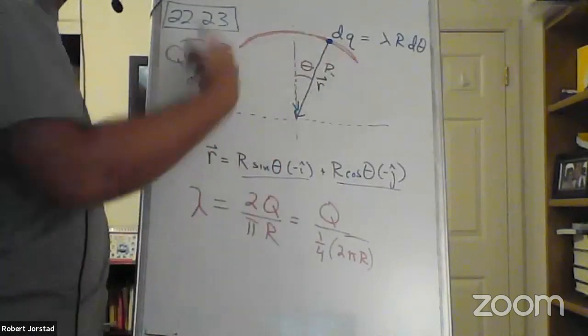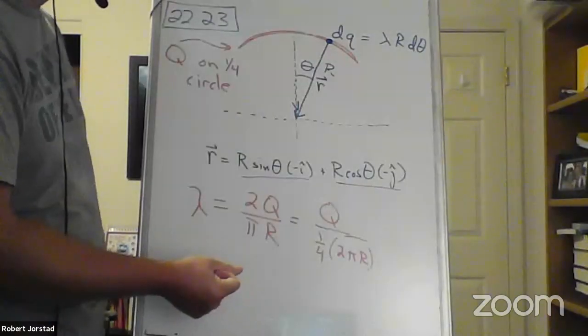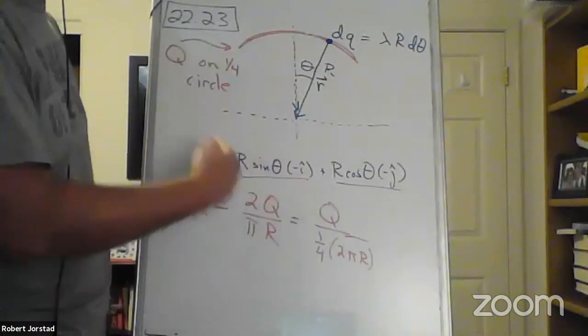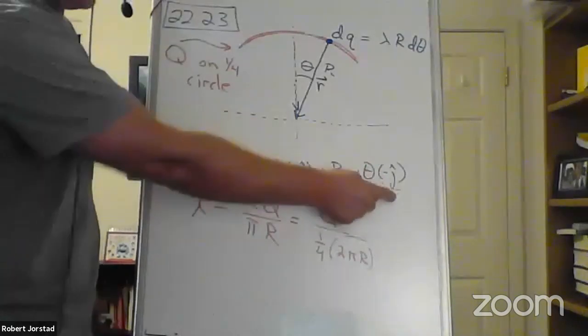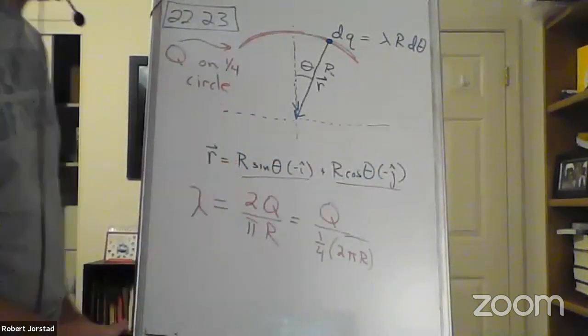This is a positive charge, use symmetry, and I think the i hat term will drop out and we should get negative j hat in the end. This is looking good. Nice job.